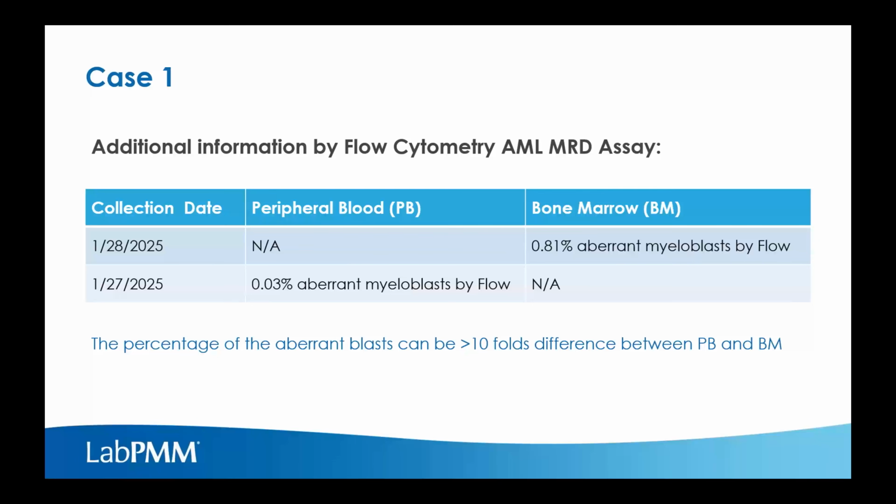This is some additional information, kind of interesting. For the first bone marrow, actually 1 day before the bone marrow aspirate was received, we got a peripheral blood sample. They both have flow cytometry data. You can see the percentage of the blasts in the blood sample is 0.03%, versus the next day the percentage of the blasts in the bone marrow was 0.81%. So almost on the same day, the percentage of aberrant blasts is more than 10-fold higher in the bone marrow compared to the blood.